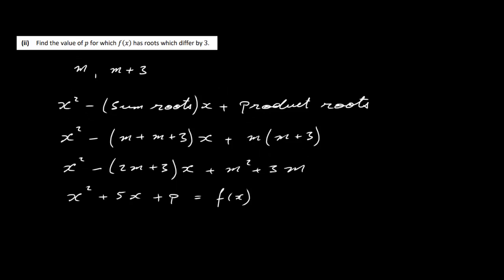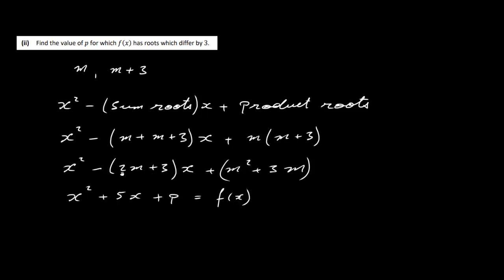Okay, so what we have to do is find a value of p here. This is going to be our p here. So find a value of p for which f of x has roots which differ by 3. Well, this new function here has roots which differ by 3. This was our original function. But we've got to keep these two bits here the same. This is the part that's going to differ here. So let's see what p could be.